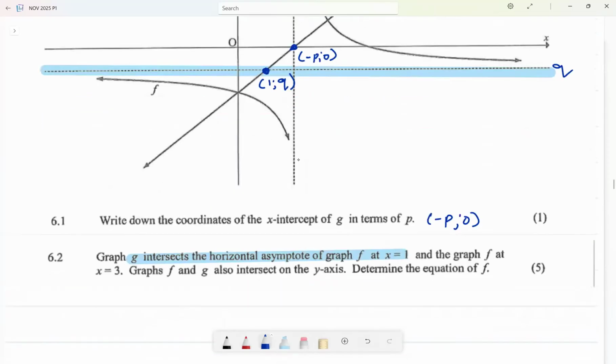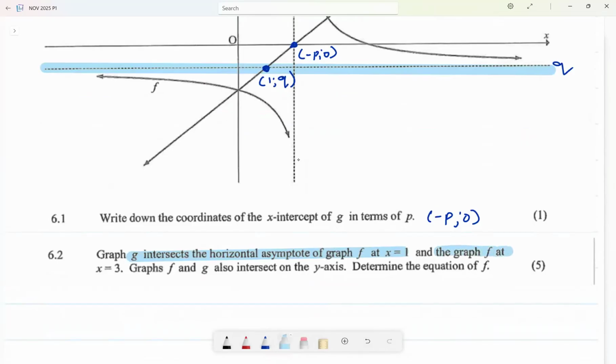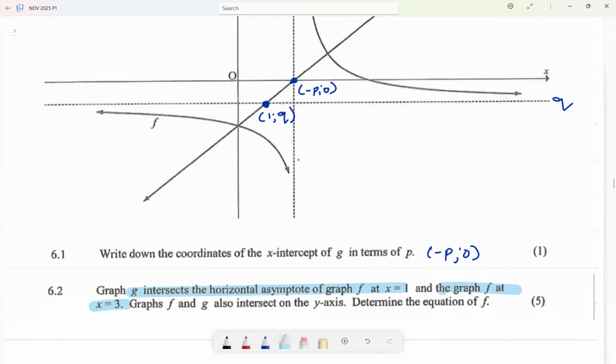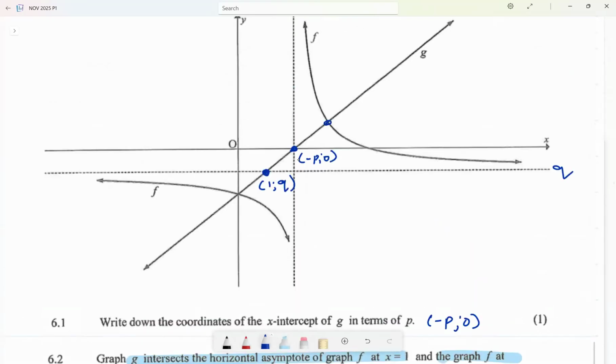And then let's continue. They say G intersects the horizontal asymptote of graph f at x is equal to 1 and the graph of f at x is equal to 3. So they also intersect here at x is equal to 3. So what does it mean? It means at this point, f of 3 is equal to g of 3. This is the value of the function when x is equal to 3 is equal to the function when x is equal to 3.